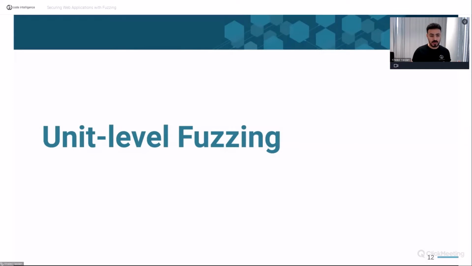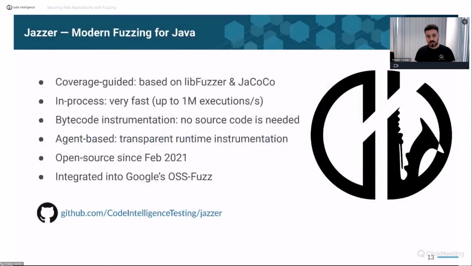So we'll start with unit-level fuzzing, basically testing specific methods in my application. And here we will take Java as an example. Java is widely used for developing web services, and for that we'll start with the unit level. The tool we'll be using for that is called Jazzer.